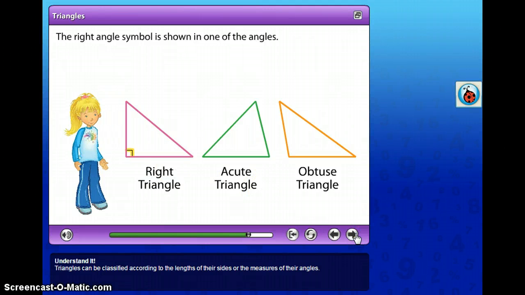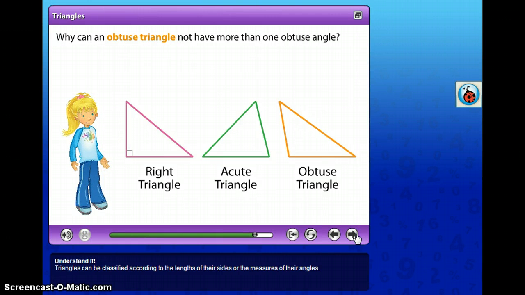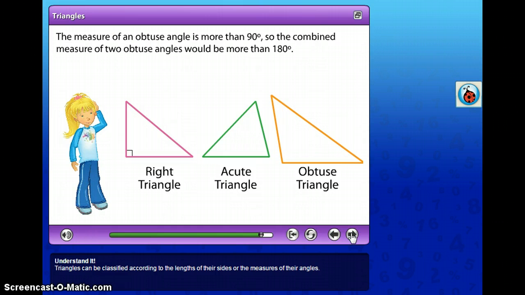The right angle symbol is shown in one of the angles. Why can an obtuse triangle not have more than one obtuse angle? Does anyone, well, hold on. The measure of an obtuse angle is more than 90 degrees, so the combined measure of 2 obtuse angles would be more than 180 degrees.